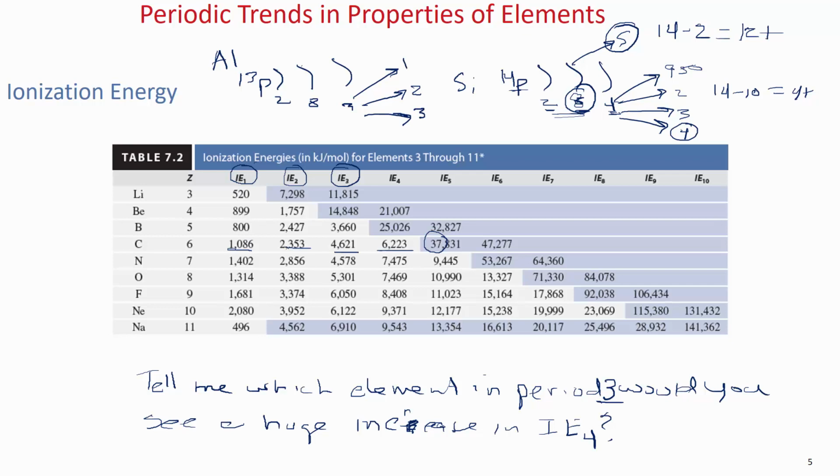But when you go to remove the fourth one, that comes from the inner shell. And Z effective is now 13 minus 2 for this one, 13 minus 2, the Z effective is 11 positive. Whereas for these 3, it was 13 minus 10, and it was 3 positive. So the answer here is aluminum, because when you go to remove the fourth one, it comes from what was a core shell or inner shell.